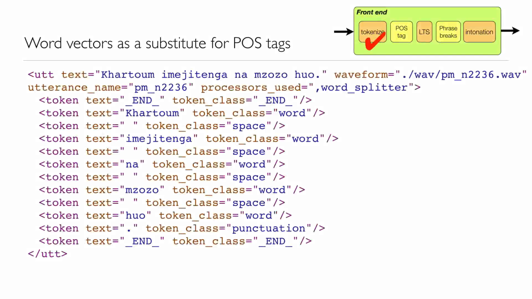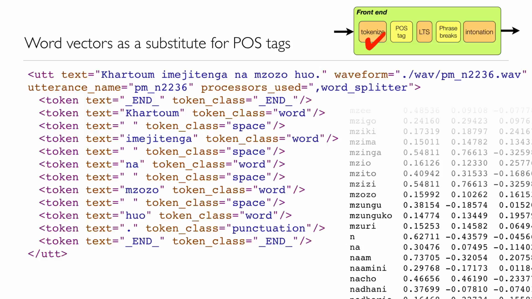So how do we integrate this information into a system? The matrix decomposition effectively gives us a lookup table. It looks a bit like this. When we see the word Mzozo, we can just look it up from this table and obtain a numerical representation of it. We might have it outside the XML, or we could put it directly in the XML. These numbers, in some sense, replace part of speech categories.